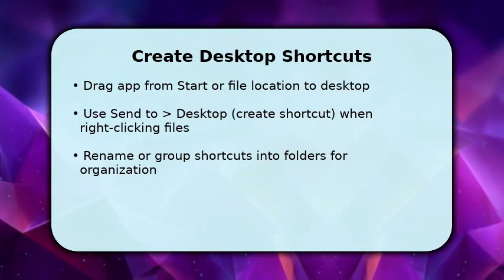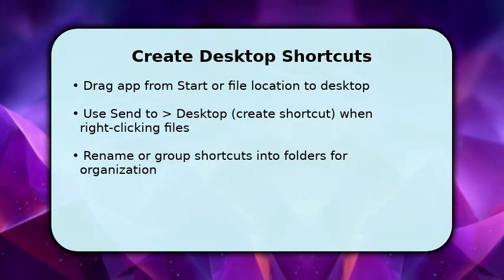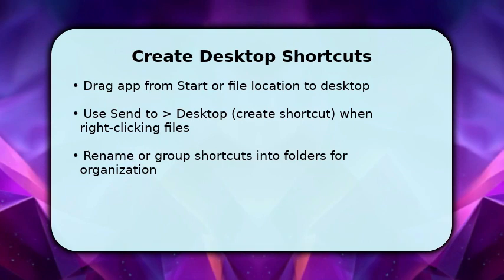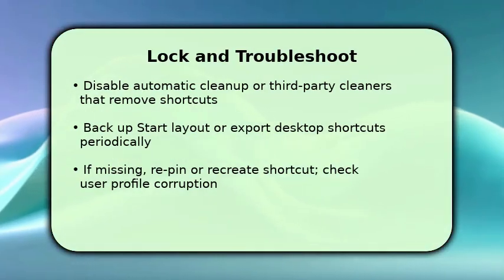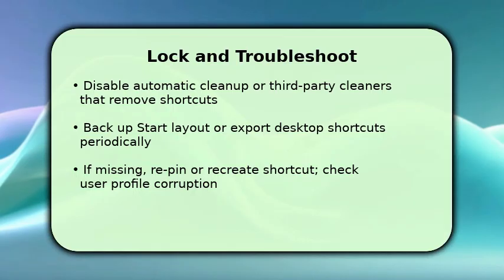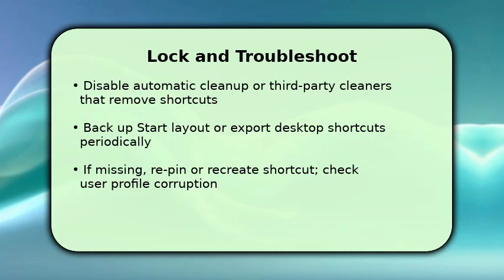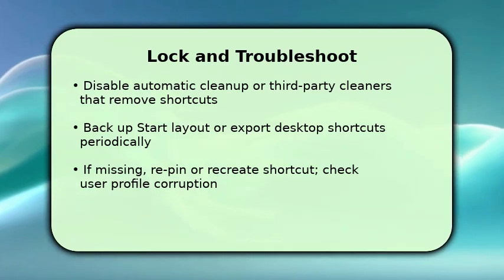removed by cleanup utilities. Finally, lock the layout by disabling automatic cleanup tools and configuring system settings to preserve Start and desktop items. You should back up your Start layout or copy desktop shortcuts to a backup folder so you can restore them quickly. If an icon goes missing, repin or recreate the shortcut, and then restart Explorer.